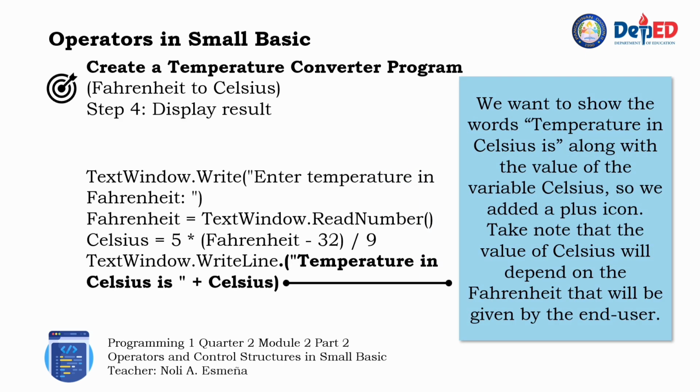Now, we want to show the words temperature in Celsius is along with the converted temperature or the value of the variable Celsius. So we added a plus icon. Take note that the value of Celsius will depend on the Fahrenheit that will be given by the end user. This line of code will complete our program. Go ahead and enter the code in your Small Basic application and see for yourself how it works.